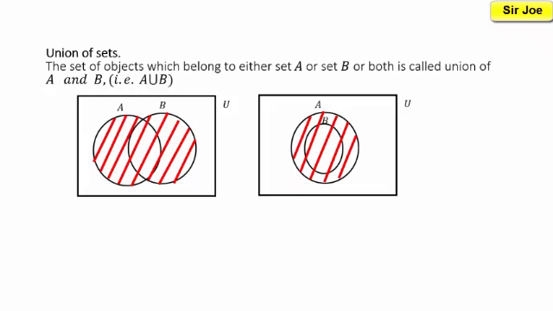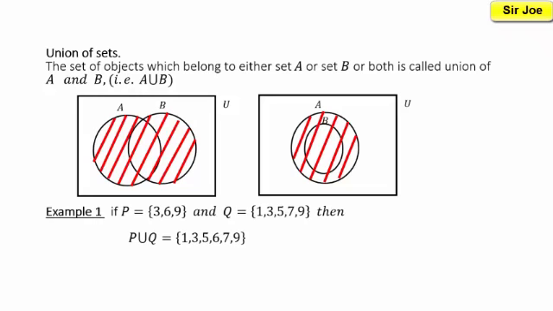So union is always like addition, A and B. All the elements, just write them together. But be mindful, if the elements appear twice, you write only one. Please, only one, not both.